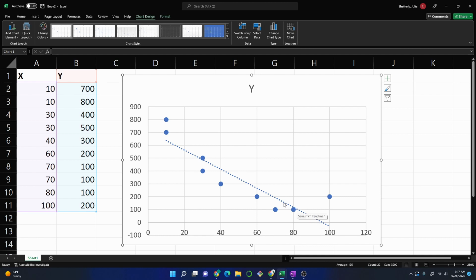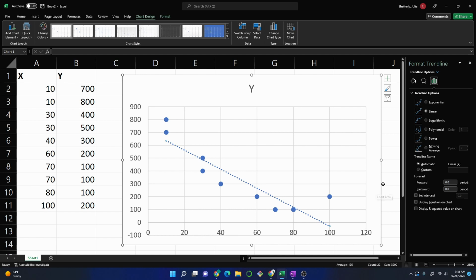But what we need is the equation. How do we see that? How do we find this equation? It's plotted it for us, but we want the equation. So hover over it, double click, and then you'll see Format Trend Line, and you'll go down, down, down until you see Display Equation on Chart, and when you click that checkbox, the equation will pop up on your chart.